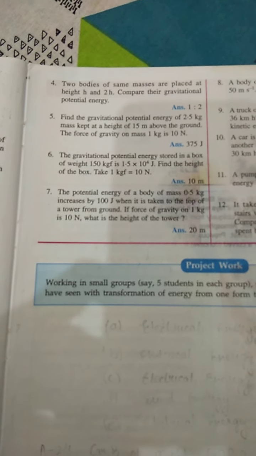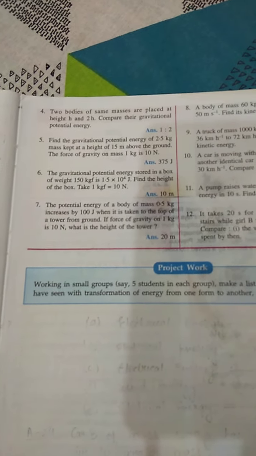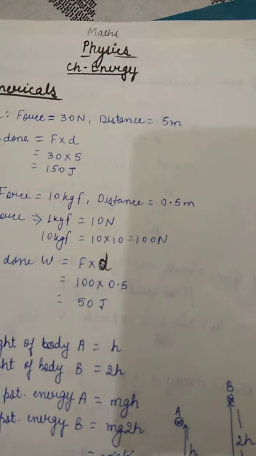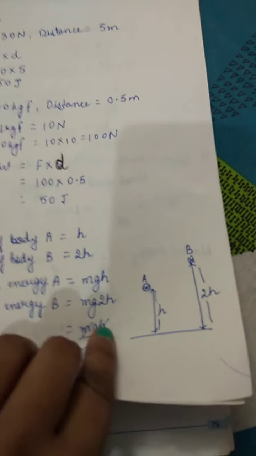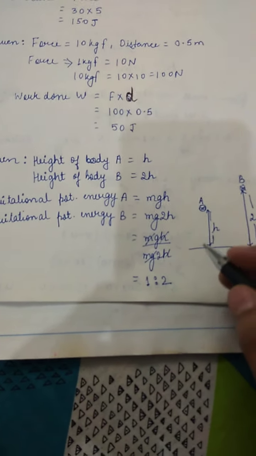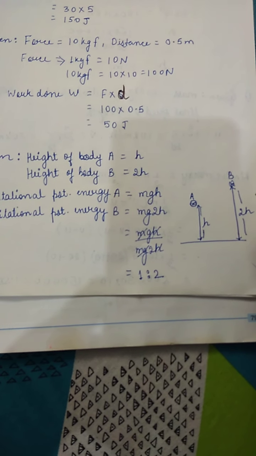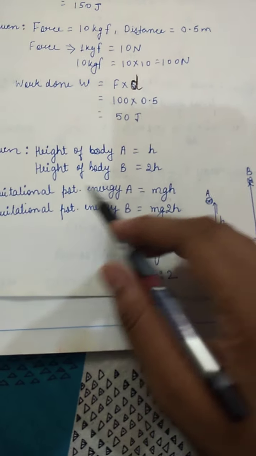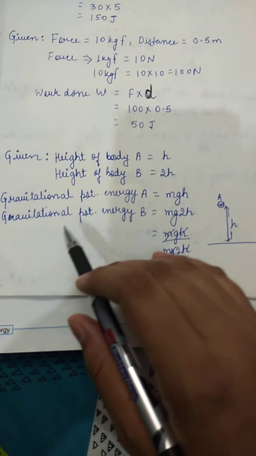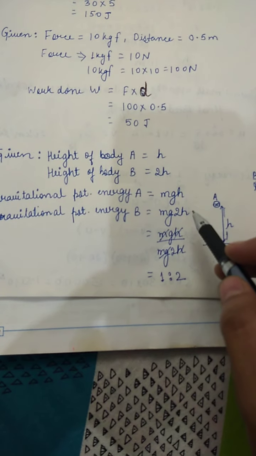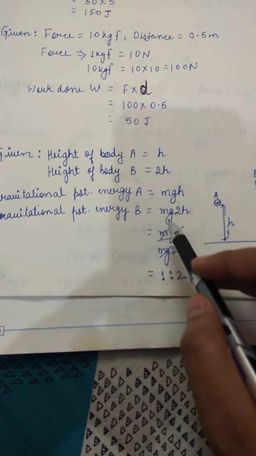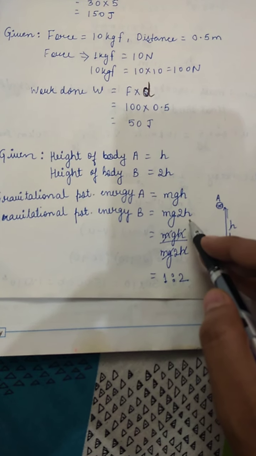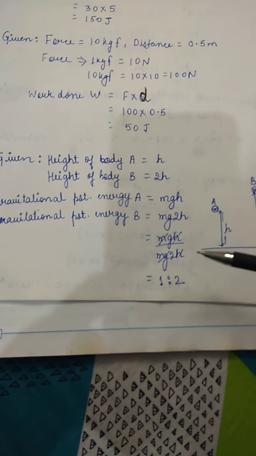Question number 4 says two bodies of the same mass are placed at a height of h and 2h. You have to compare the gravitational potential energy. We know that gravitational potential energy is mgh. In the first case A, the height is h. In the second case B, the height is 2h. So gravitational potential energy for A is mgh and for B is mg2h, because here the height is 2h. So we are going to compare the heights.